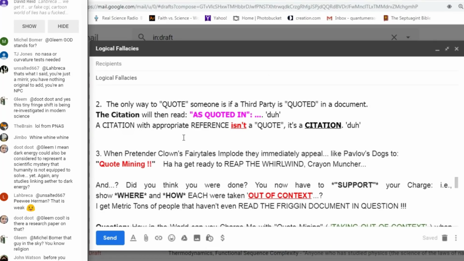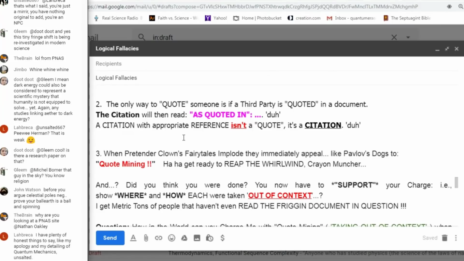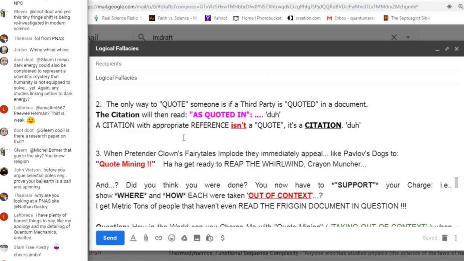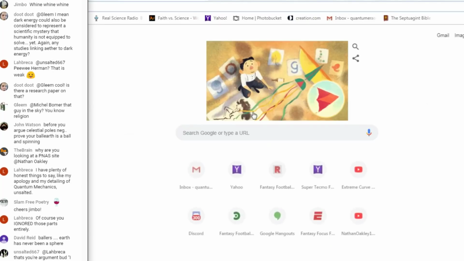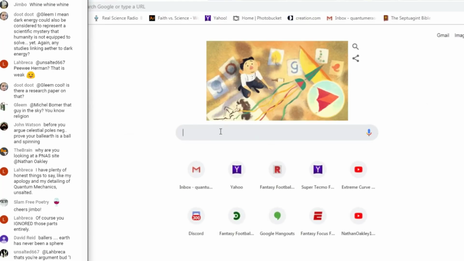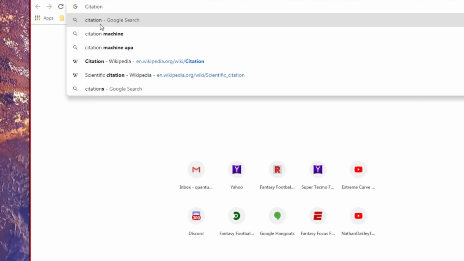The citation will then read as quoted in. Duh. A citation with appropriate reference isn't a quote. It's a citation. I'll tell you what. I'm starting to get fired up. I'll tell you what. Let's go ahead and look up citation. Let's just do that. The definition of citation.